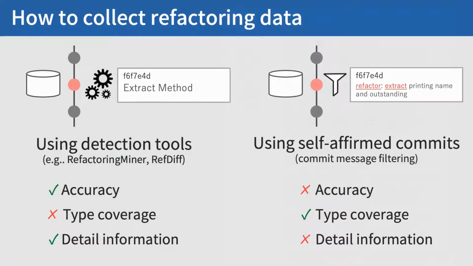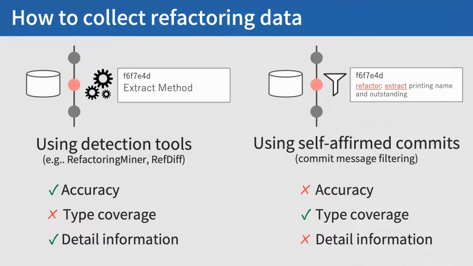A typical approach is to use refactoring detection tools. Several tools such as Refactoring Miner or RefDiff can detect refactoring instances accurately, attached with their rich details. However, the refactoring types supported by these tools are limited, which leads to low type coverage.